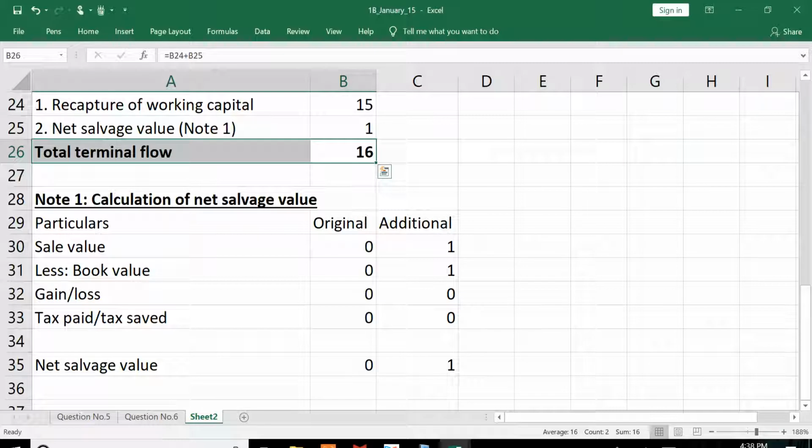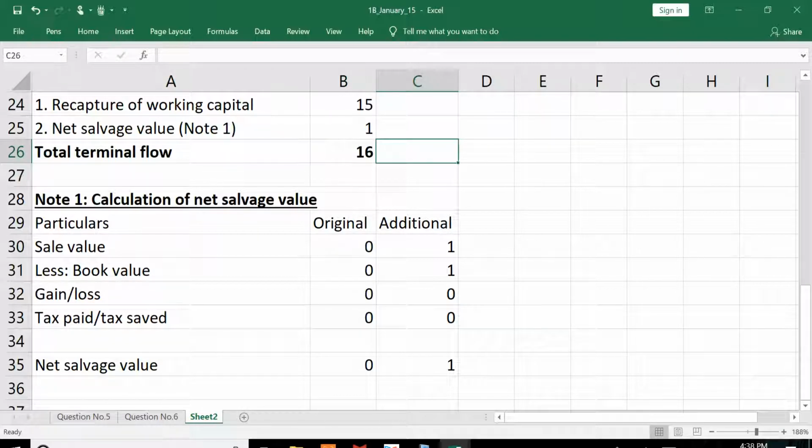This is a terminal flow. The terminal flow is 16 lakhs. Net salvage value, sale value plus or minus tax. It's not a continuation of the format. That's why we have left a line gap in between. Otherwise, you'll write 0, 0, and 0.